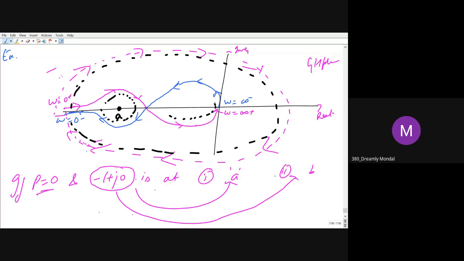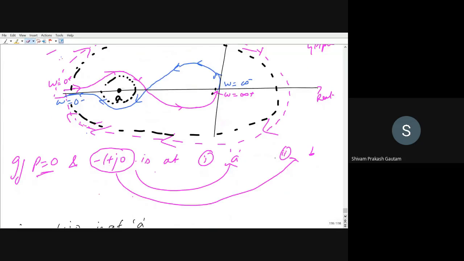Anti-clockwise here, but it does not cover this point. This is an encirclement, but it is not covering A. So we will not consider this encirclement, because it is not encircling the point, so there is no use. We have to consider only those that encircle our point A, right? So there are 2 encirclements, and both are in the clockwise direction.